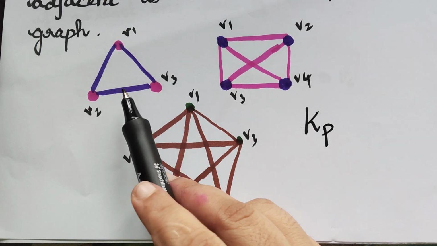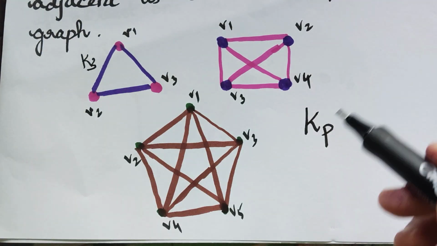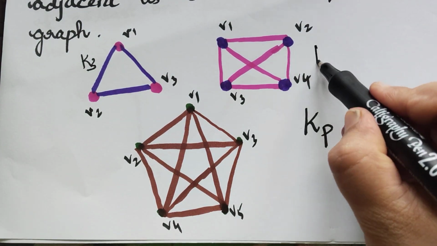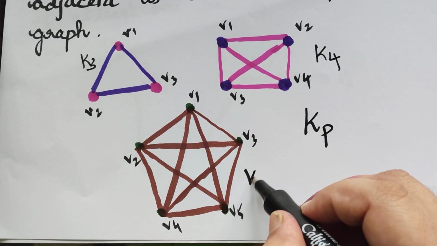And here, if you see, this is a complete graph with 3 vertices, so this graph is K3. This is a complete graph with 4 vertices, so it is K4. And this is a complete graph with 5 vertices, and so it is K5.